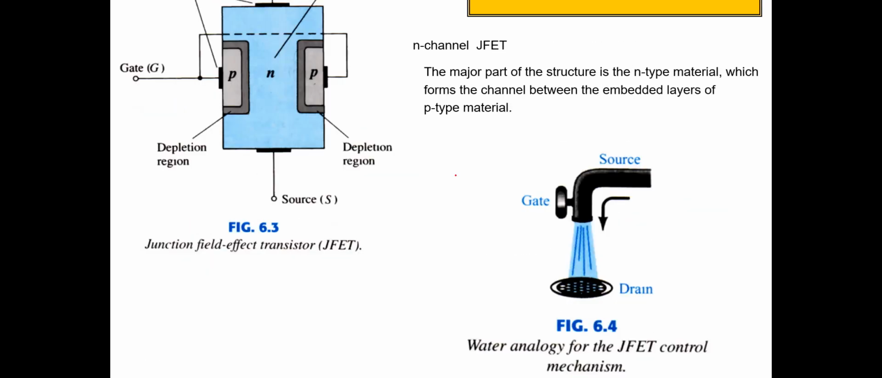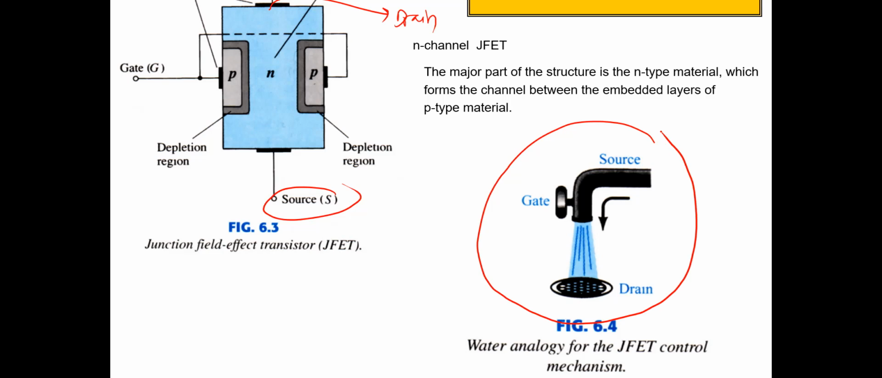Okay, so the JFET, this is the structure of the JFET. We can see this is the N-channel JFET. This means that the N-channel JFET has two p-type semiconductors and one N-type semiconductor. The p-type semiconductor is the gate, and N-type is for the drain and source. This is the drain, and this is the source, and p-type for the gate. So we can see the JFET working principle is like the water analogy like this one.